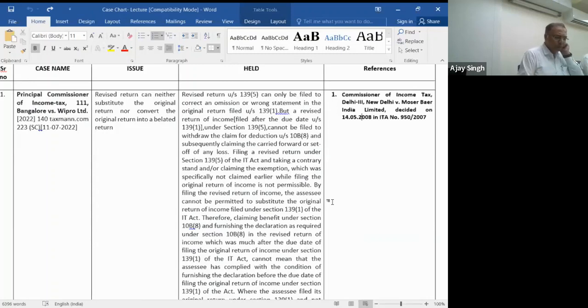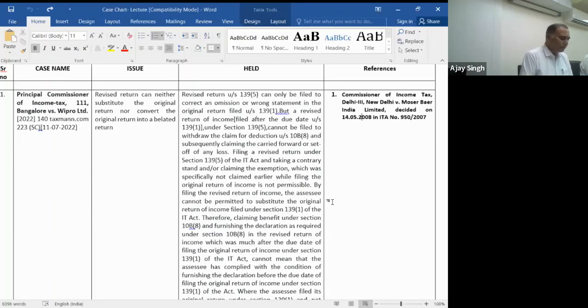The Honorable Supreme Court reversed the decision of the Karnataka High Court, and it held that a revised return under Section 139(5) can only be filed to correct an omission or a wrong statement in the original return of income filed under 139(1). But a revised return under Section 139(5) cannot be filed to withdraw the claim for deduction under 10B(8) and subsequently claim the carry forward of loss and set off of any loss.